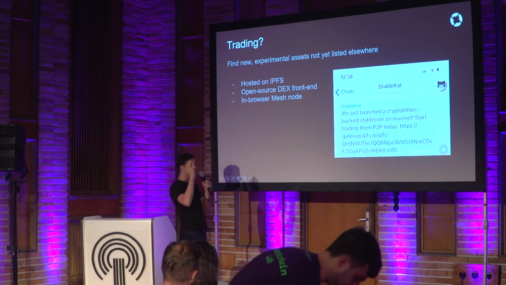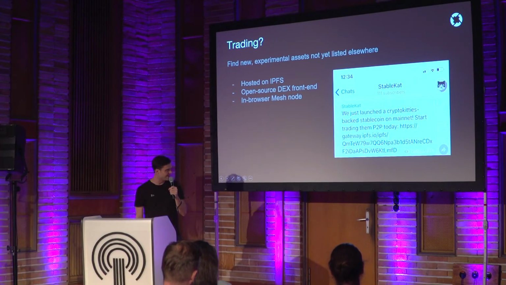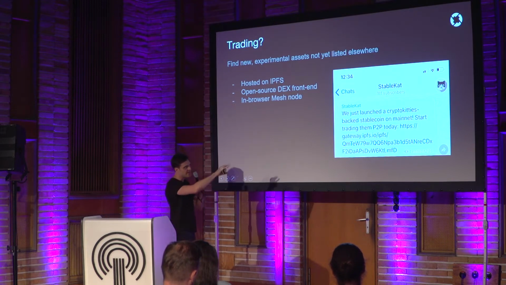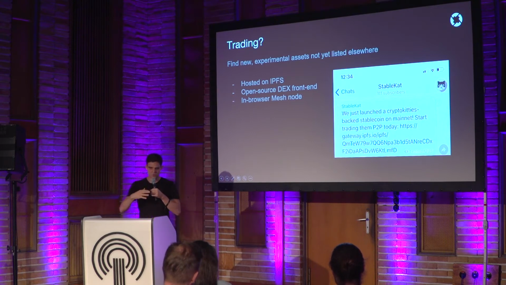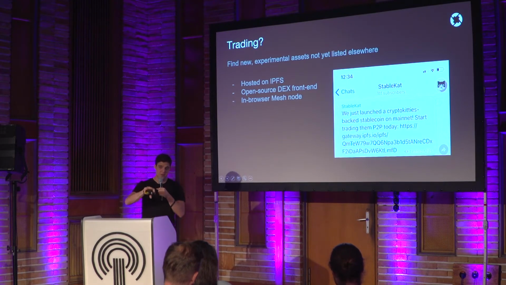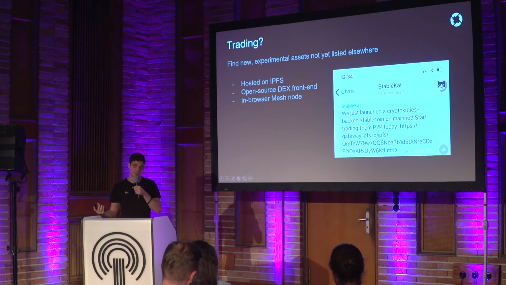But let's say you're a project called StableCat, and you created a new CryptoKitties-backed stablecoin. What you can do is you can send your followers a link to an IPFS site, and when they click on that link, it will show them an open source DEX UI, and it will run a mesh node in the browser that will directly connect their browser to all the other early adopters of that project.